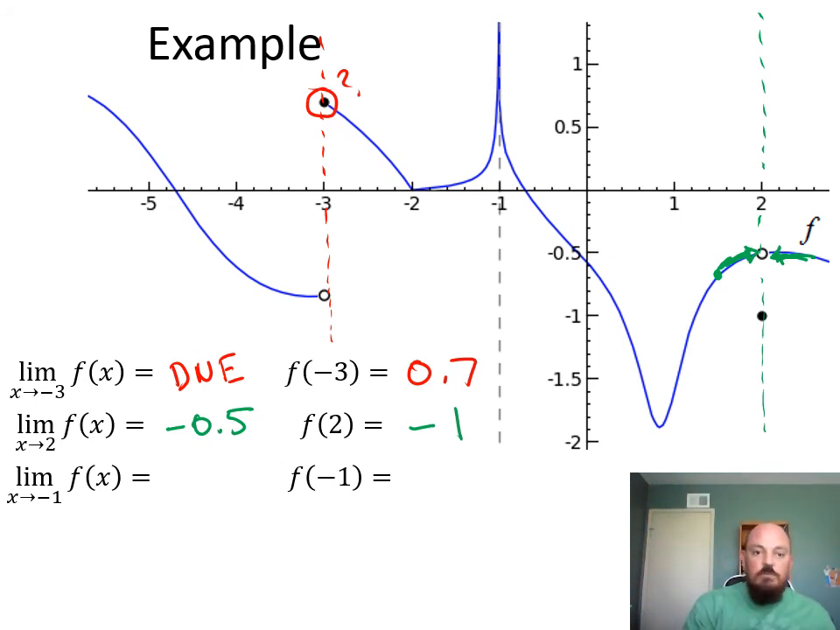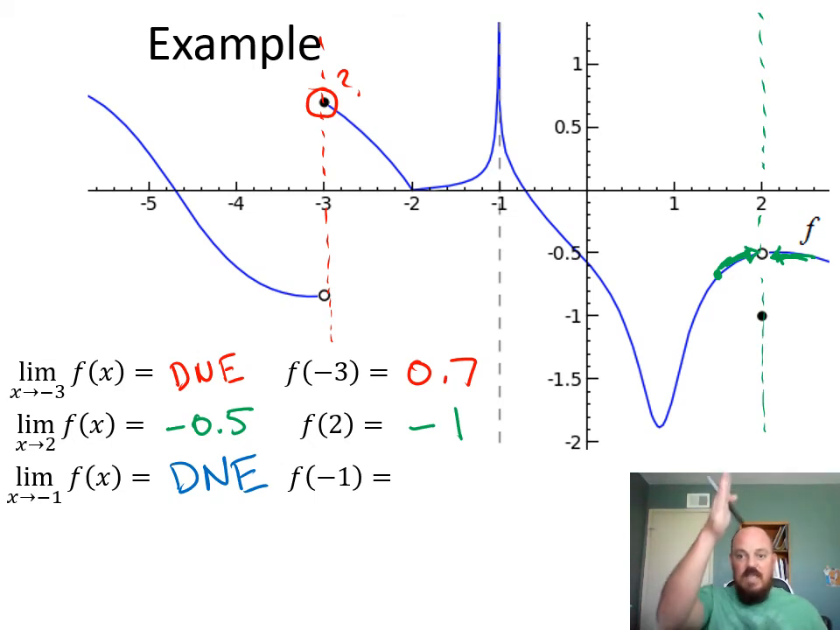So this is going to be one of those where, for now, because it's an asymptote, because those graphs are turning up, I'm going to say DNE. Later in the chapter, we're actually going to call that one positive infinity, but I don't want to get too far ahead of myself. Now the second question says, what is f of negative 1? I'm going to say DNE for that one too, because I don't see a point anywhere on that gray dotted line.